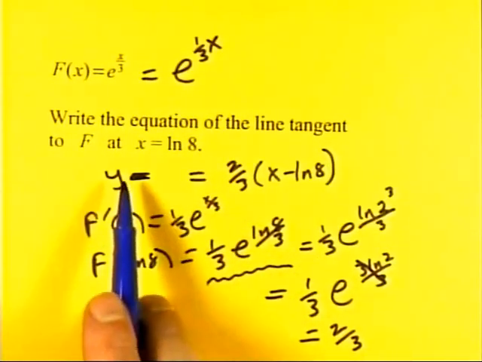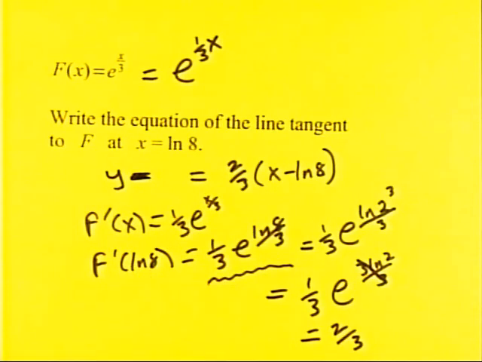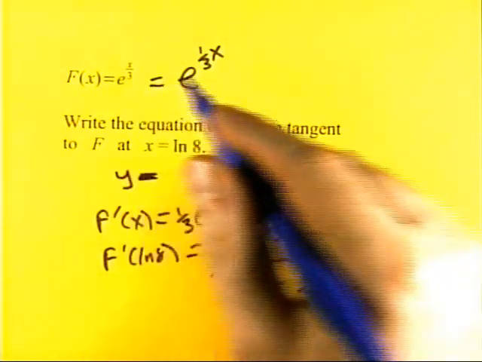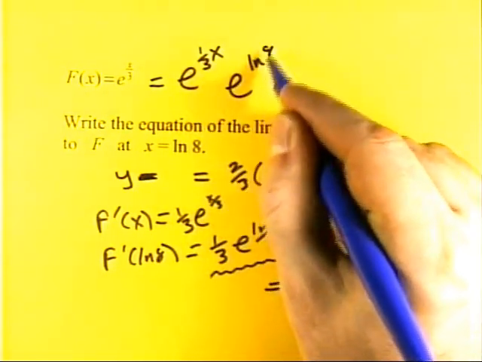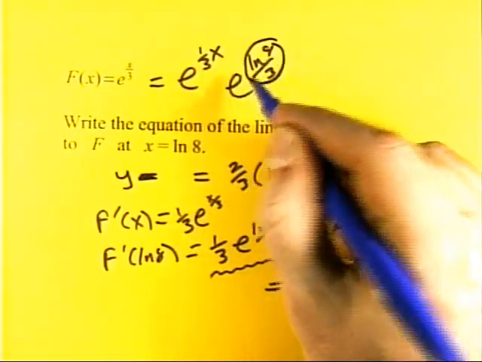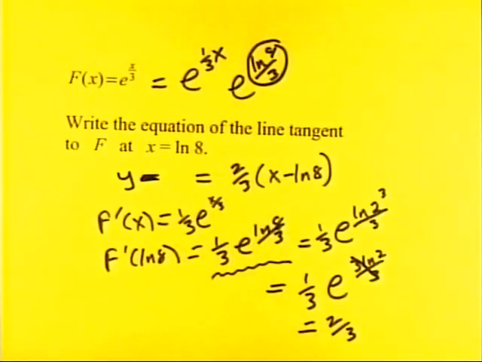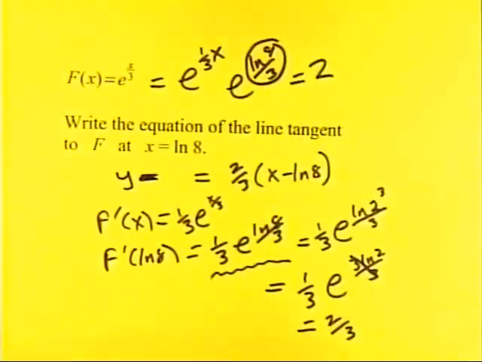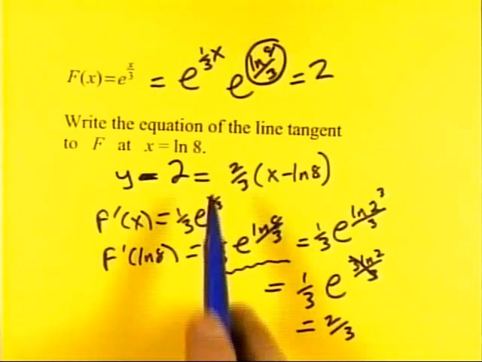And what about our y? Plug your x into the original function, so we get e to the natural log of 8 divided by 3. What does this simplify to? The 3's cancel out, so it's just e to the natural log of 2. So the whole answer is just 2. Right. That's a fine job. So that would be the answer.